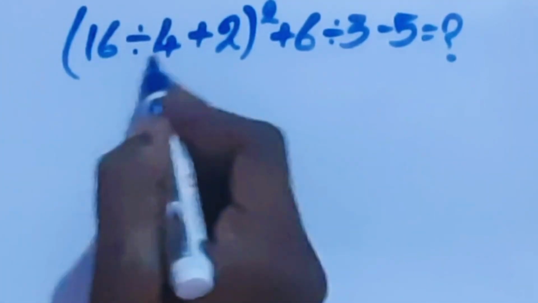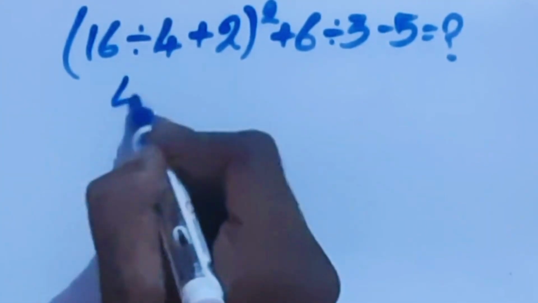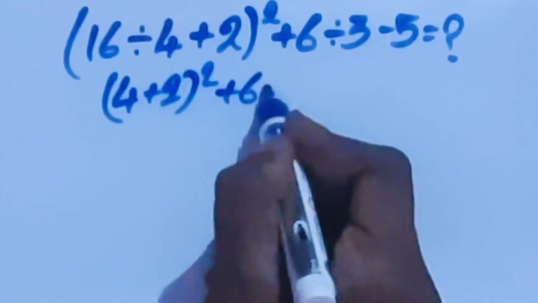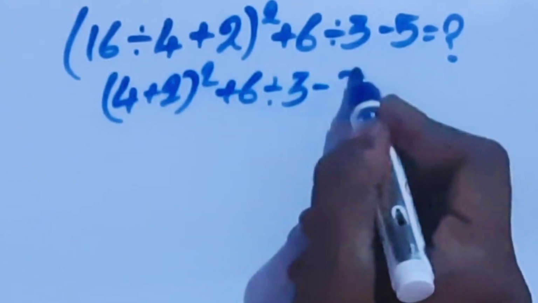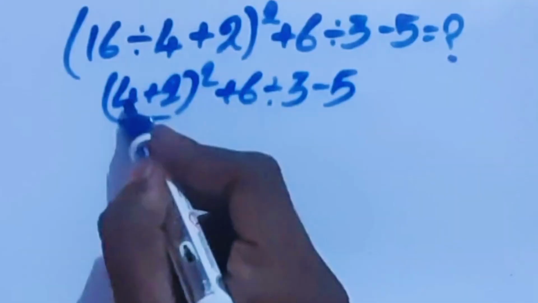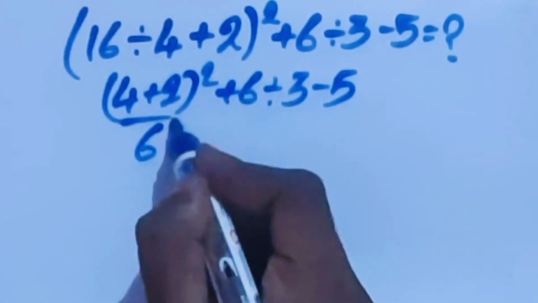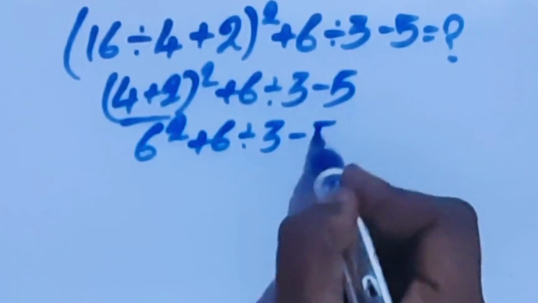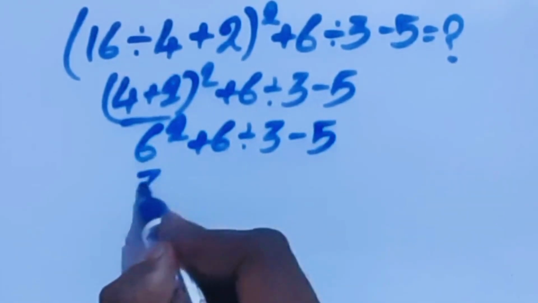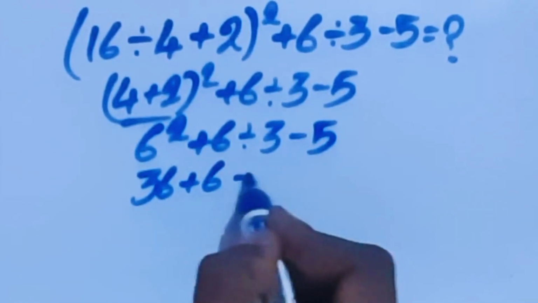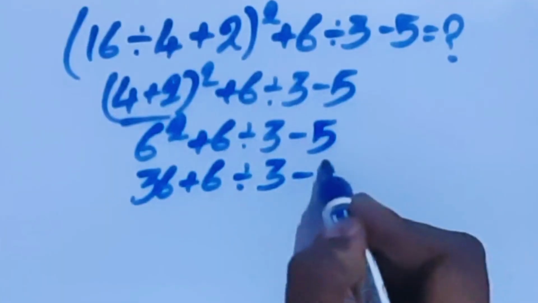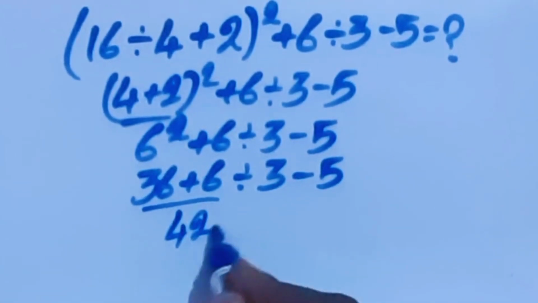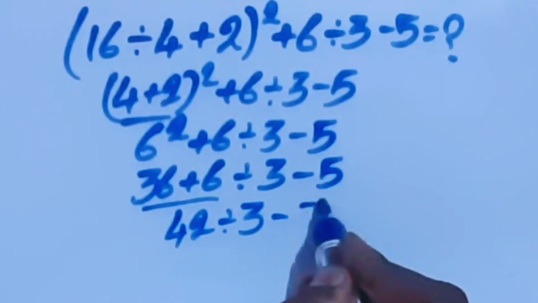I guess here 16 divided by 4 is 4, plus (2) in bracket whole square, plus 6 divided by 3 minus 5. Here 4 plus 2 is 6 square plus 6 divided by 3 minus 5. Here 6 square is 36 plus 6 divided by 3 minus 5. Here 36 plus 6 is 42 divided by 3 minus 5.